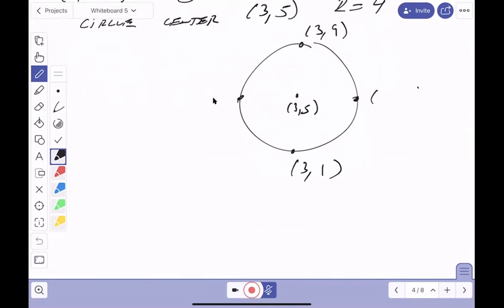Let me do this. I'm moving left and right. The y's are not changing there. We'll look at the better picture later, by the way. And if you're at 3 and you move to the right 4, you'd be at 7. If you're at 3 and you move to the left 4, you'd be at -1.